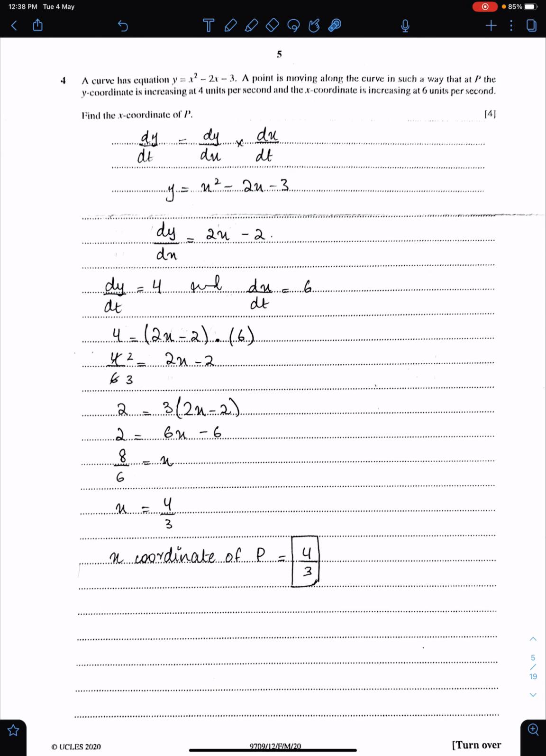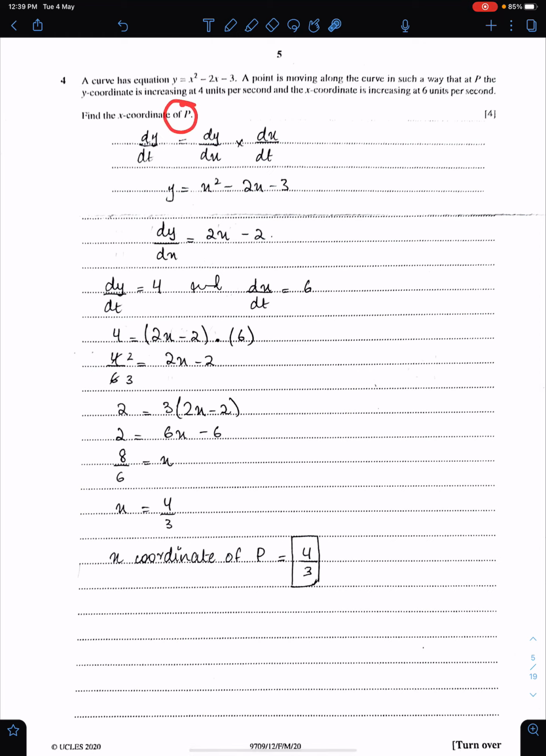Question number 4. A curve has equation y equals x squared minus 2x minus 3. A point is moving along the curve in such a way that at P, the y coordinate is increasing at 4 units per second. This is dy upon dt. And the x coordinate is increasing at 6 units per second. This is dx upon dt. Since we have two rates, we have to use the chain rule.